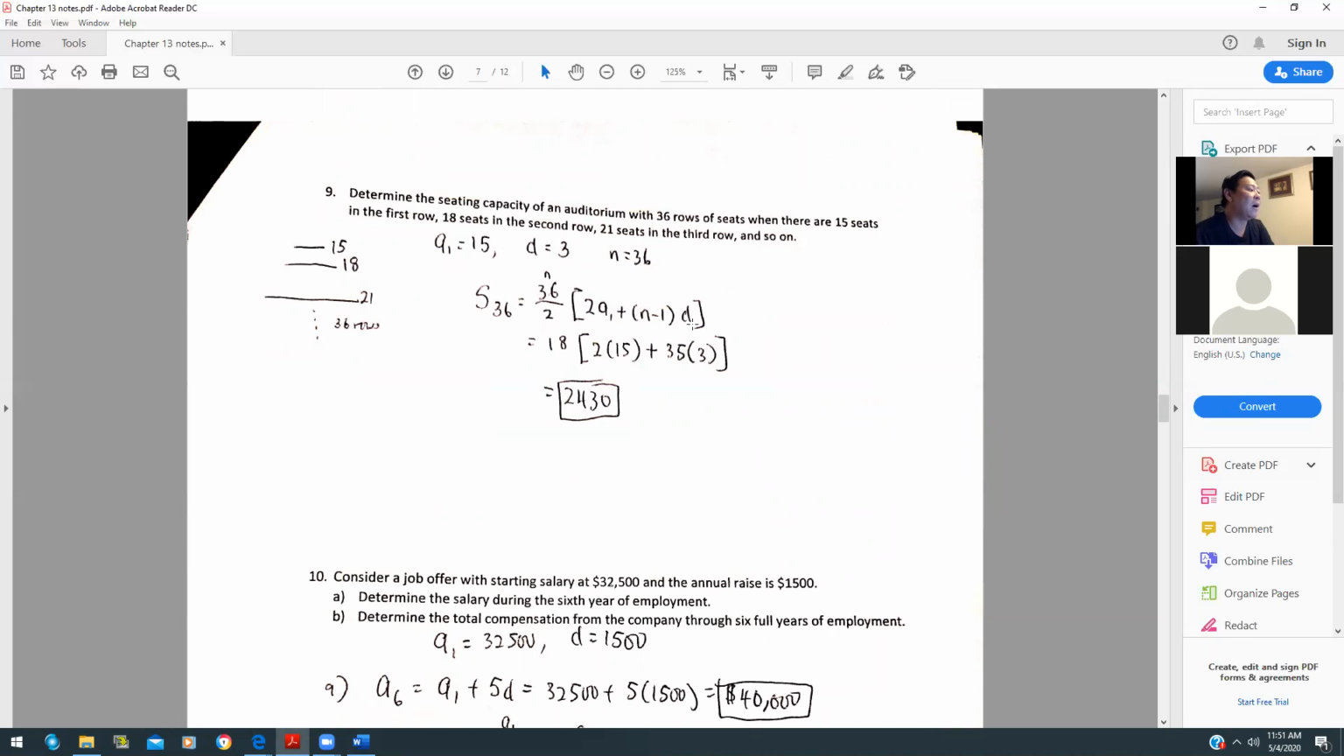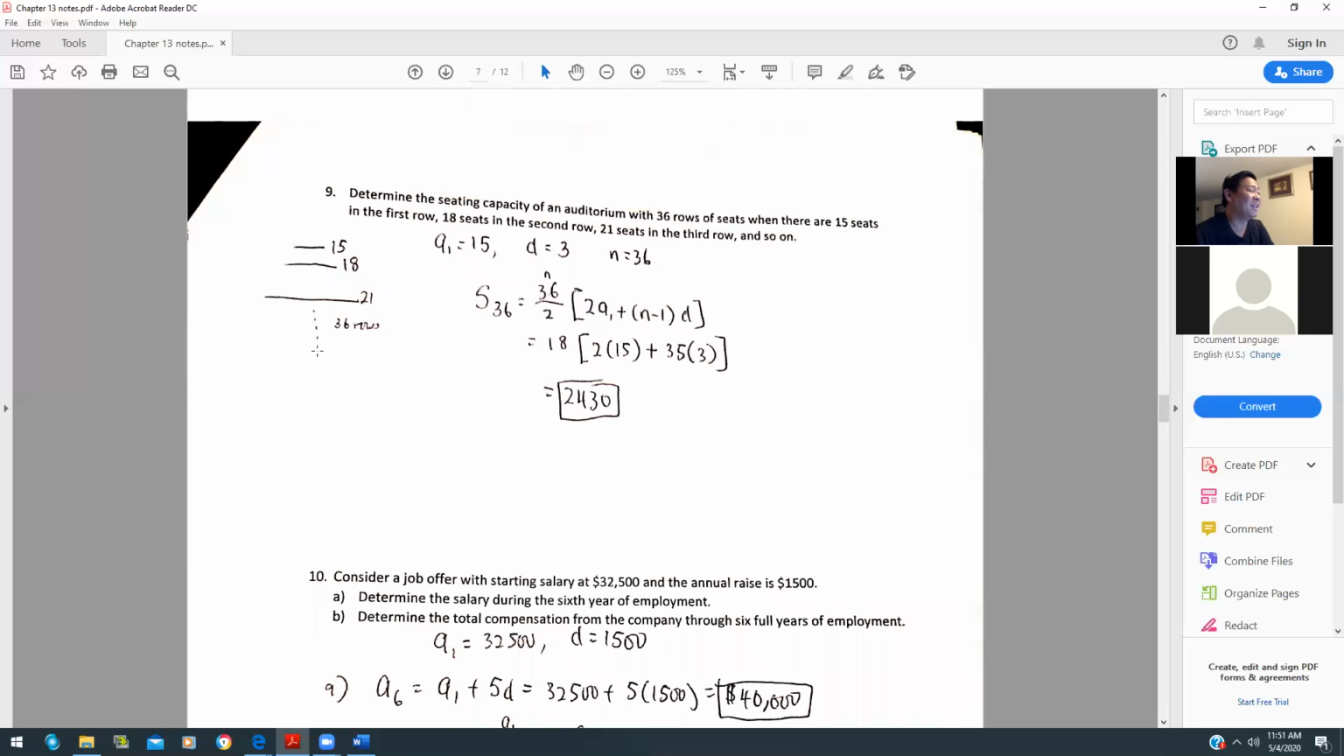Okay. The word problems you will get in this kind of question will look something like this: you've got 36 rows of seats in the auditorium. The first row has 15 seats, the second 18, and the third 21. So the question is asking how many seats we have in total. So this is where you will use the sum of the 36 rows.